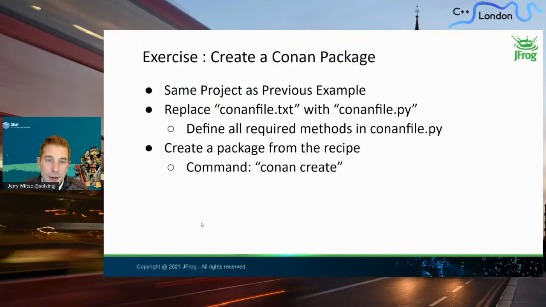So for our next exercise now, we will take the same project we used in the previous example, but we're going to package it. Instead of conanfile.txt, we're going to define a complete recipe, conanfile.py, that will look a lot like the examples we just showed. We're going to use the Conan Create command to build the package from this recipe. So whereas before the operative command was Conan Install, now we're going to demonstrate the Conan Create command, which creates a package.